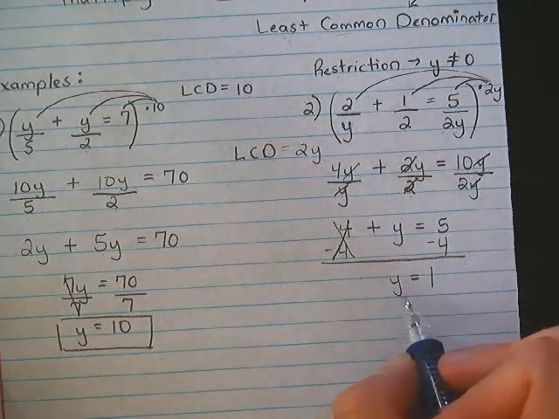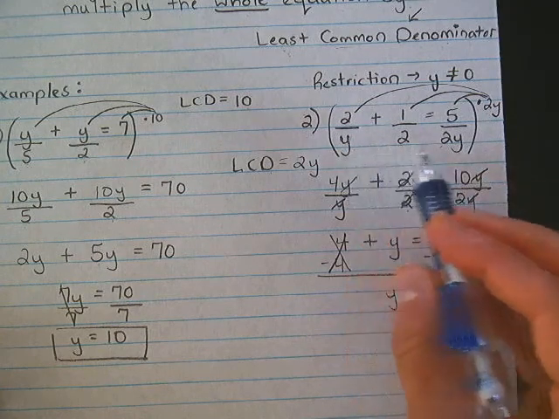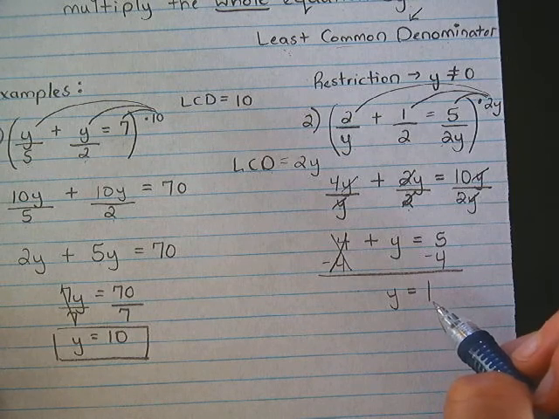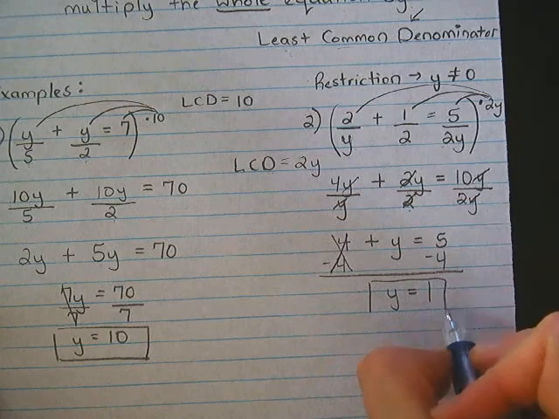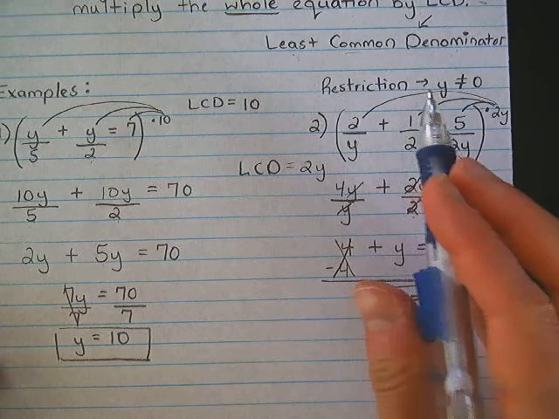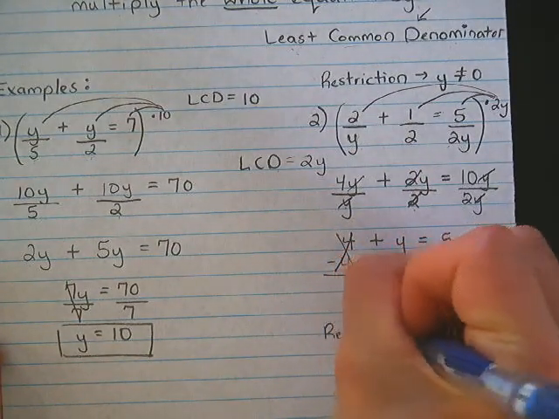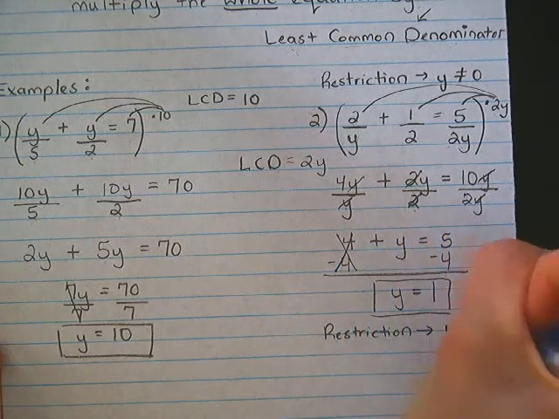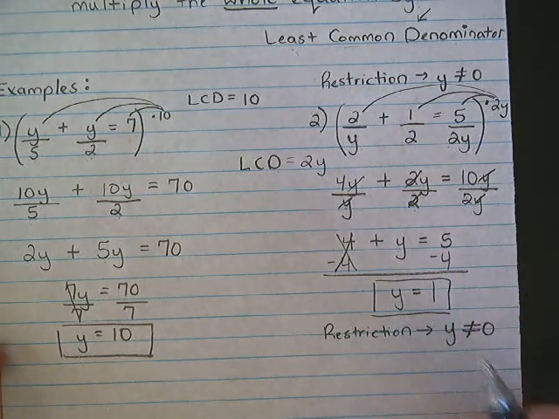And so, looking at my answer compared to what y could not be, so that we don't end up with a 0 on the bottom, I'm okay. I don't have a 0 for the y, or y is not equal to 0. So this answer is perfectly fine to have. And then in the homework, a lot of times they will ask you for what the restriction is. So you can just put it at the bottom here. So the restriction would be y could not equal 0. And so since we didn't get y equal to 0 when we actually solved, we're in good shape.